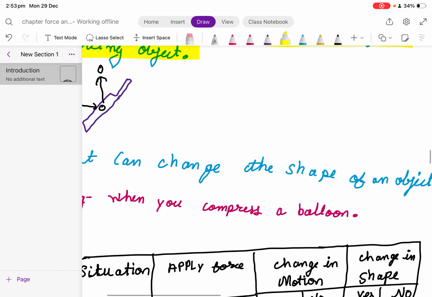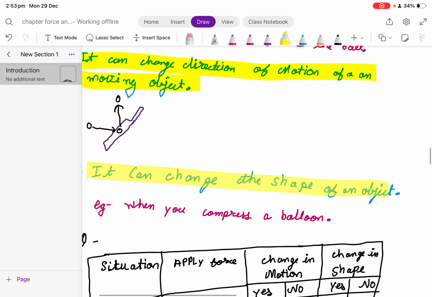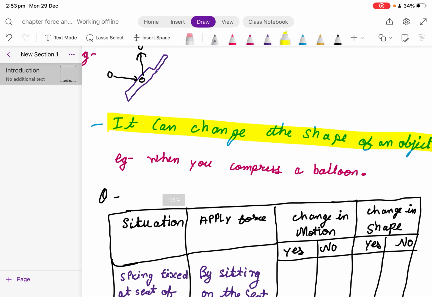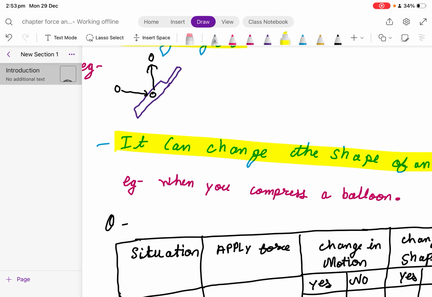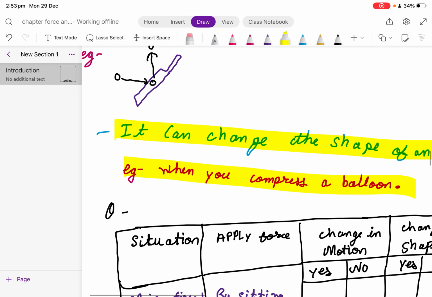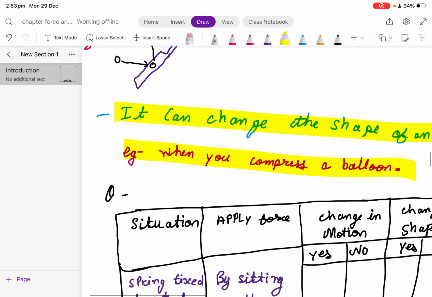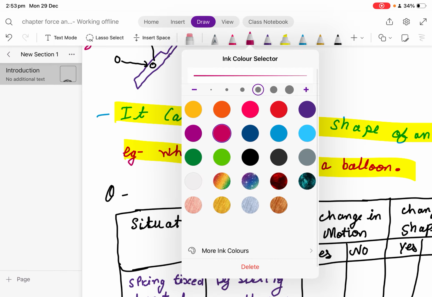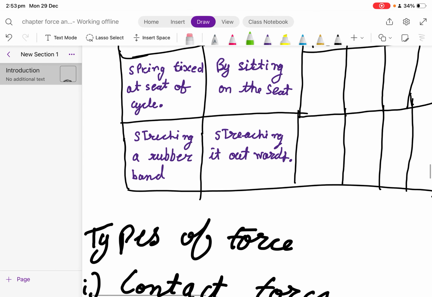It can change the shape of a moving object. Oh, sorry, not moving object. It can change the shape of an object. Okay, let's discuss the example. Example, when you compress a balloon, it changes its shape. Try this at home.